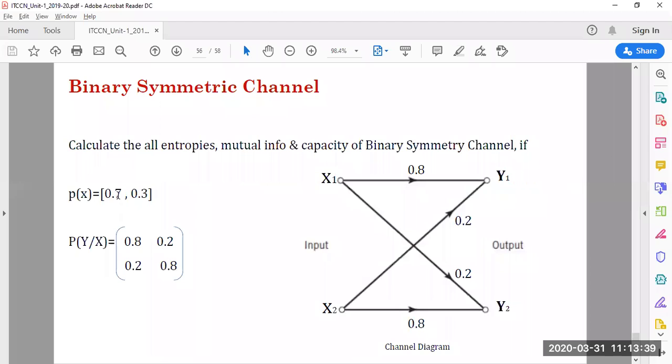So this should be 0.7 into 0.8, that is 0.56. And then 0.7 into 0.2, which is 0.14. Then multiply this 0.3 to these two elements. I think we have done this in classroom. Just multiply P of y by x, the first row by P of x1 and the second row by P of x2. It is as simple as that. So multiply both elements by 0.7 and multiply these two elements by 0.3. But just don't add these multiplications. Just keep all the four multiplications separate.